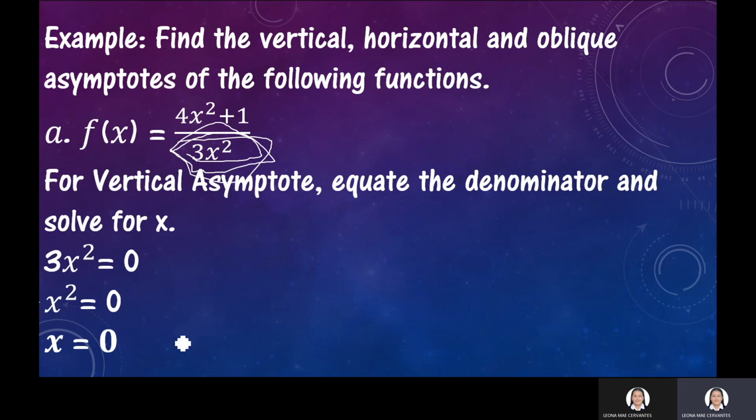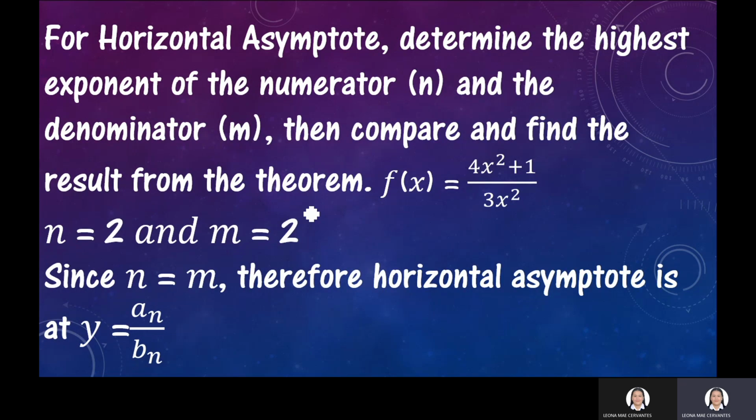Then, take the square root of both sides. So, we have x is equal to 0. Okay? Again, for vertical asymptote, kukunin lang natin yung denominator, then equate to 0. So, yan na yung x natin. X is equal to 0. Yun na yung vertical asymptote natin. Vertical asymptote, x is equal to 0. Next, for horizontal asymptote, determine the highest exponent of the numerator, n, and the denominator, m. Then, compare and find the result from the theorem.